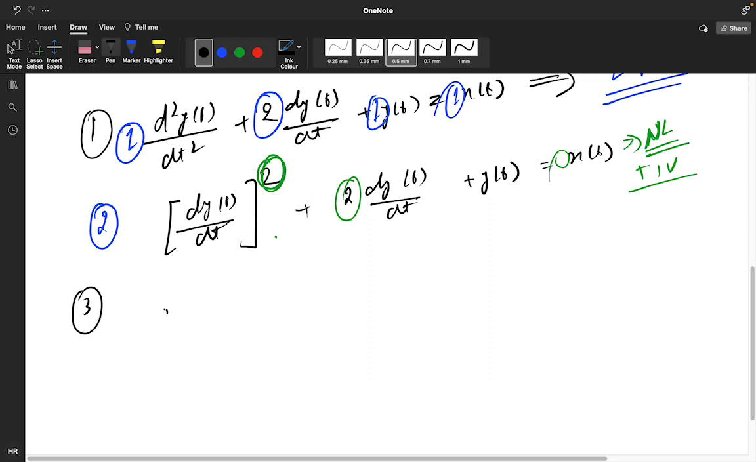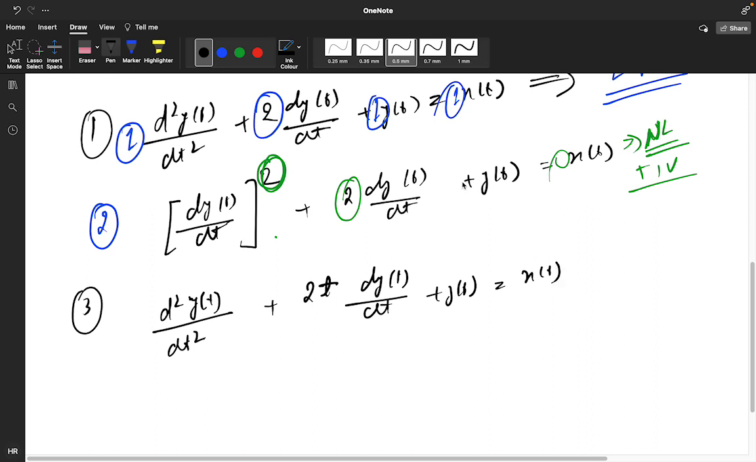Example 3: d square y(t) divided by dt square plus 2t dy(t) divided by dt plus y(t) is equal to x(t). Whether this is linear or non-linear? So this equation is linear, but it is time variant. Why time variant? Because we are not getting constant coefficients.